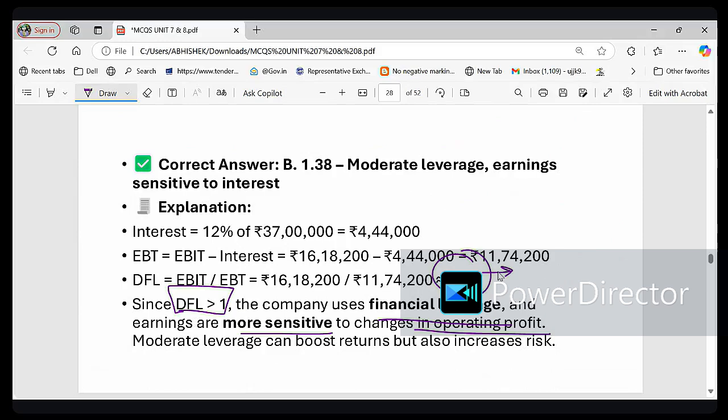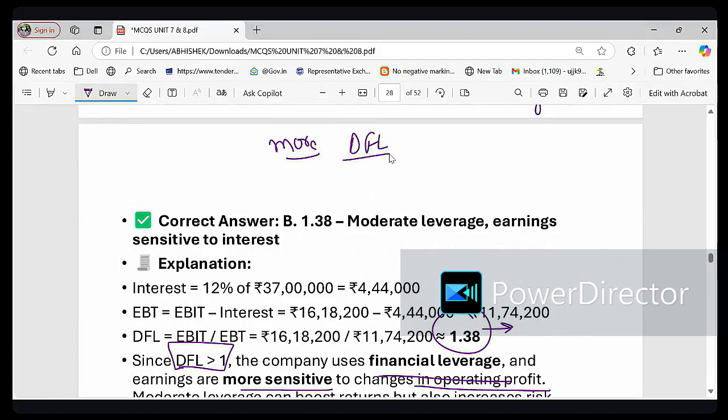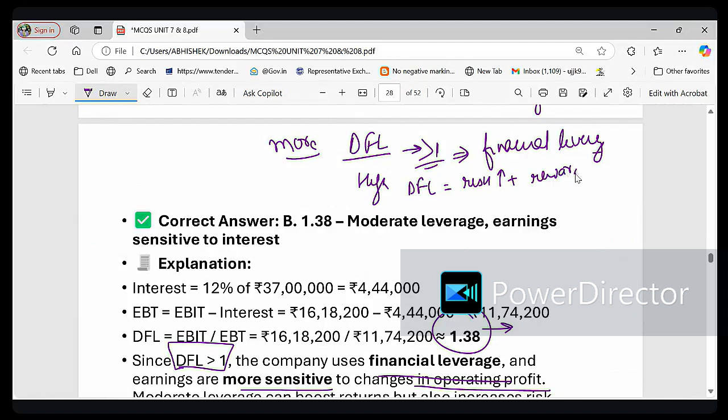Right? So one thing I want to tell you, this is very, very important. Please remember, DFL, degree of financial leverage, tells us how much the interest cost magnifies the profit change. If it is greater than 1, it means there is financial leverage. And if DFL is higher, it means risk is also higher and reward is also higher. And this 1.38 is a moderate DFL. It's called balance. But still risky if earnings fall, right? So that is the point.